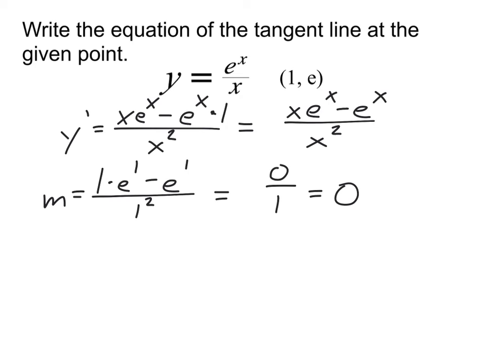But we still can have an equation here for our line. So to find our line, then, it's going to be y equals, well, 0x. Well, that's just 0. Plus the y-intercept. What would the y-intercept be then for this? Well, it must be my y-coordinate. So in this case, the equation is y equals e. And you're done.